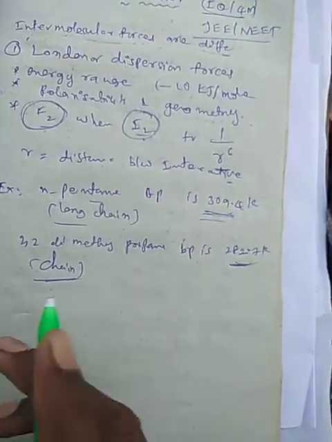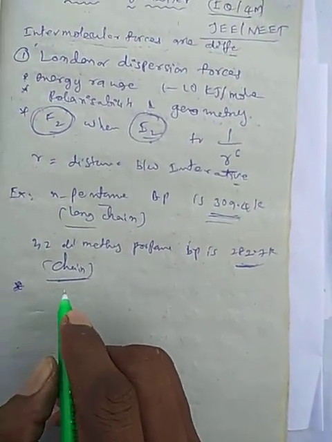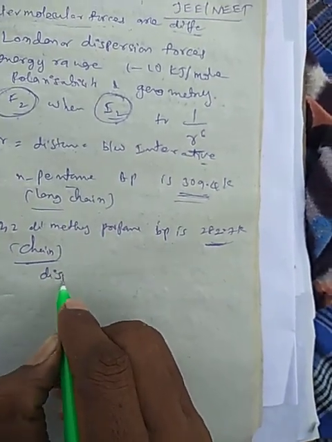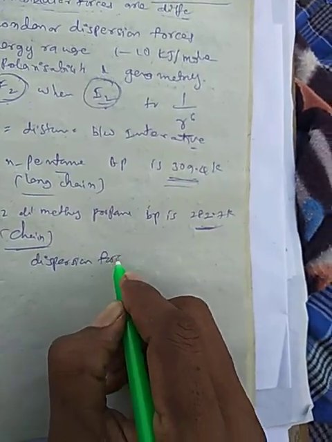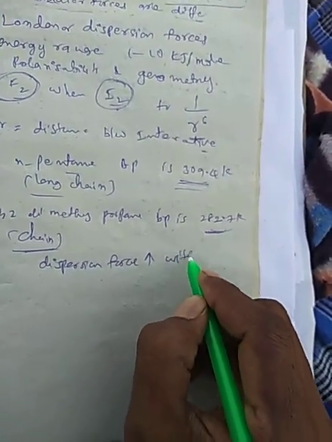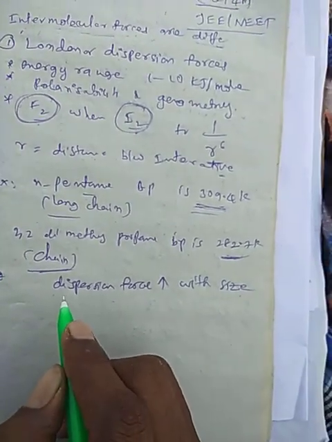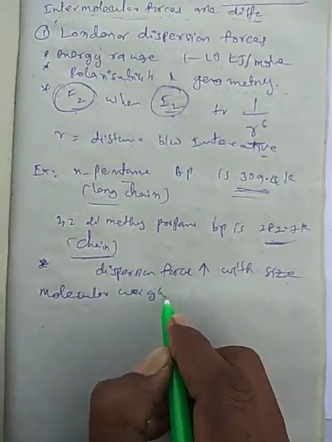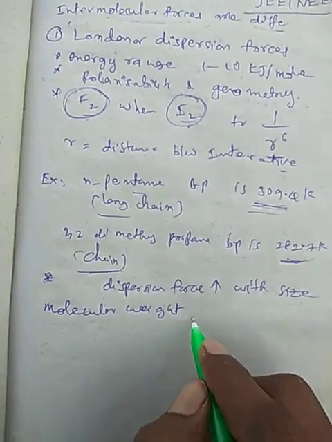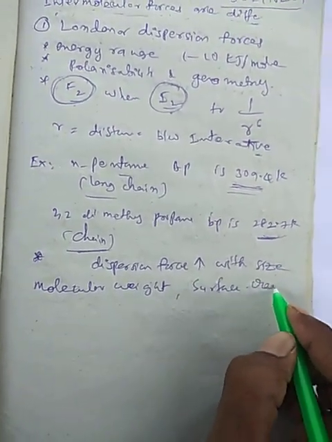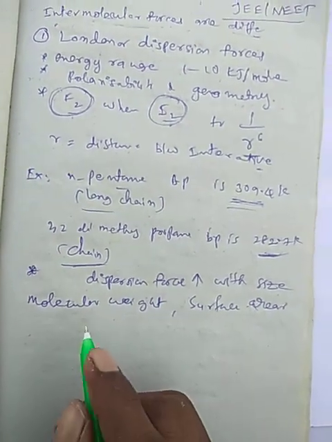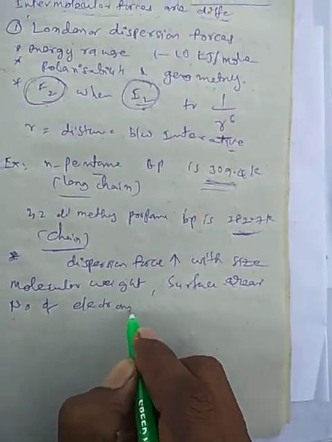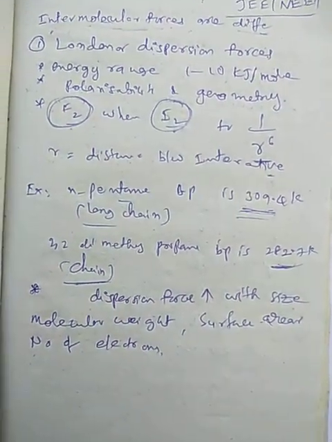Now, London forces, the dispersion force, increase with the size or molecular weight, and with surface area, and also with the number of electrons. This is about the London forces.